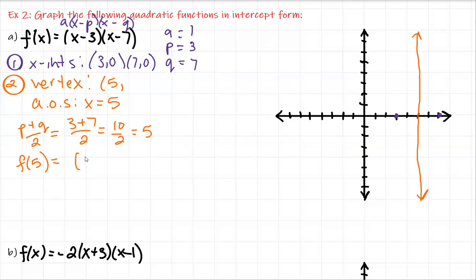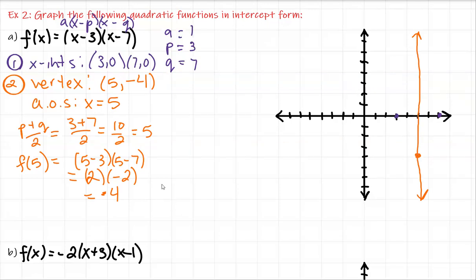So we get 5 minus 3 times 5 minus 7. Well, 5 minus 3, that is 2, not negative 2. 5 minus 7 is negative 2. 2 times negative 2, that's negative 4. So then our vertex is 5 comma negative 4. Okay, so we go to 5 down to negative 4. Here is our vertex, okay?